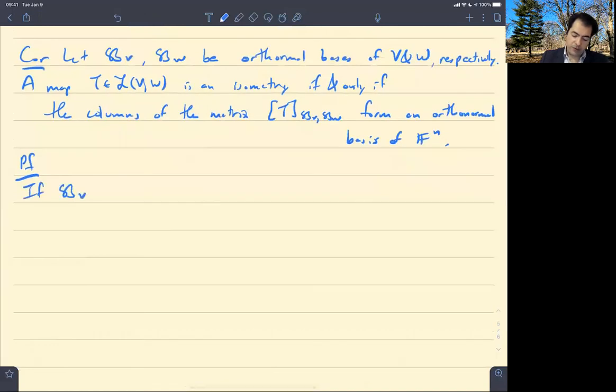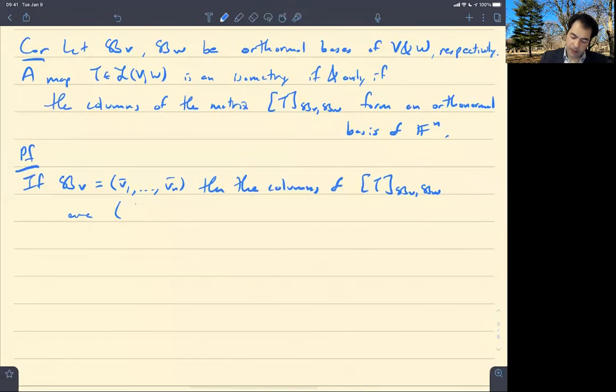Well, let's say that the basis for V is the vectors V1 through Vn. Then the columns of this matrix are, well, take T of V1 and then express that in the basis for W. Take T of V2 and then express that in the basis for W, and so on until you take T of Vn and express that in the basis for W.